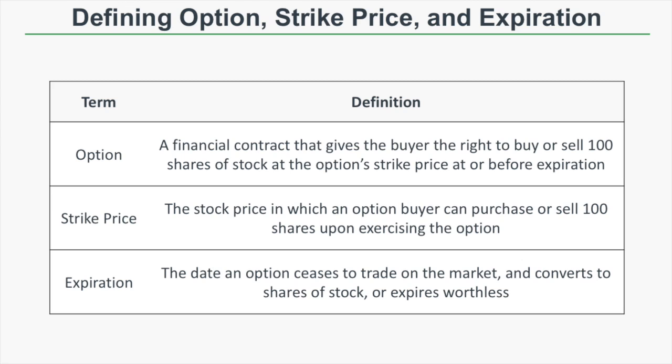Alright, so we're just going to start off with some basic definitions. An option is just a financial contract that gives the buyer the right to buy or sell 100 shares of stock at the option's strike price at or before expiration. A strike price is the stock price at which the option buyer can purchase or sell 100 shares upon exercising the option. And lastly, an expiration is the date on which an option ceases to trade on the market and converts to shares of stock or expires worthless.